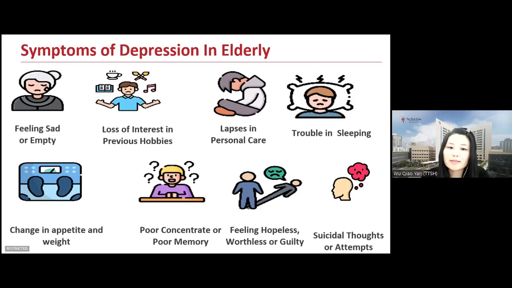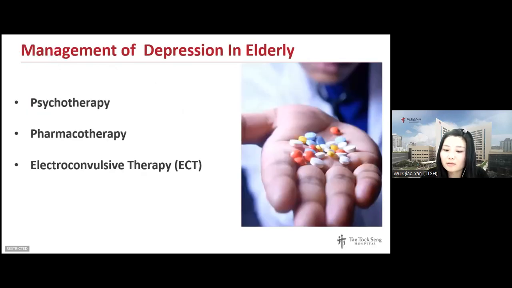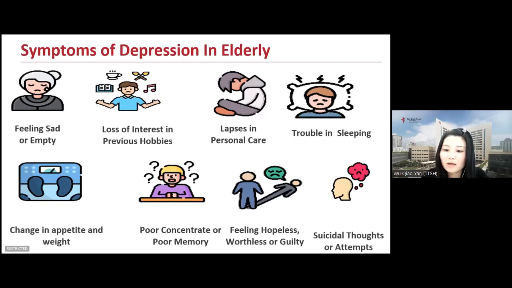Then they can also experience trouble sleeping, either insomnia or oversleeping. Then change in appetite and weight, either overeating or low appetite, causing weight gain or weight loss. Then also poor concentration or poor memory. They have trouble focusing, making decisions or remembering things, and feel hopeless, worthless, or guilty. This can lead the elderly to have suicidal thoughts or attempts.